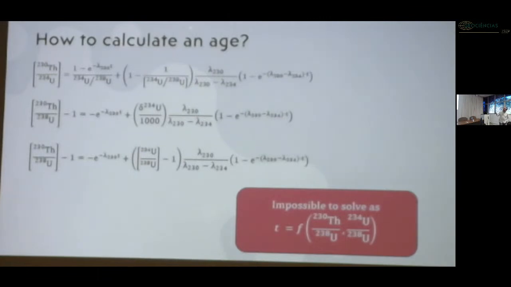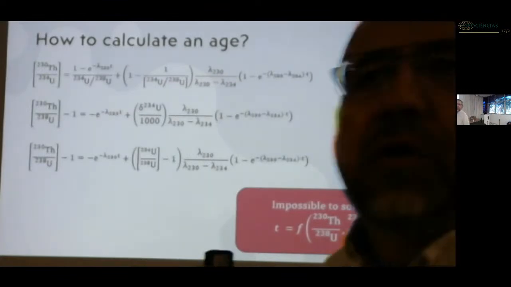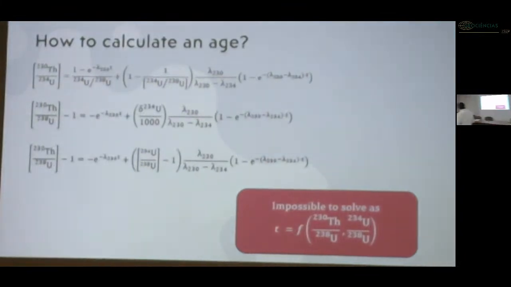If you try to solve this equation for the age, you're going to be spending the next 75 years. You cannot solve this equation for age. Why? Because you have age, time, in this part of the equation and in this part of the equation, and basically there is no way to actually get time as a function of isotopic composition. So what do we do?